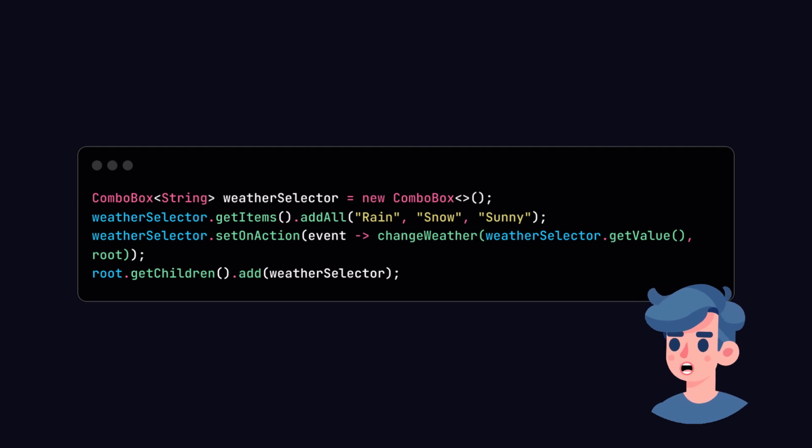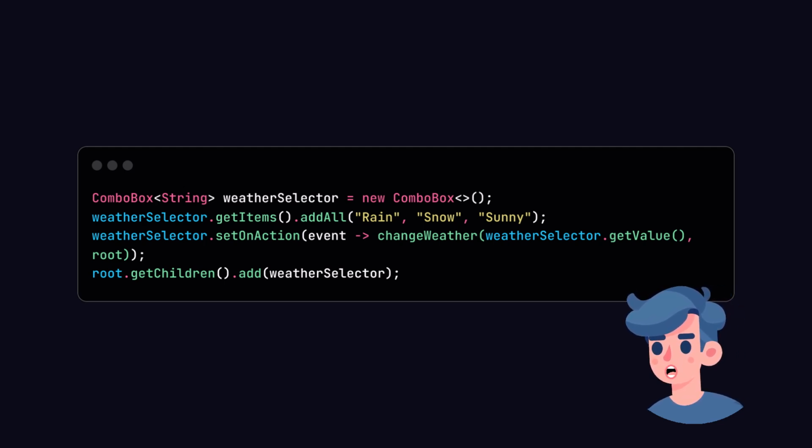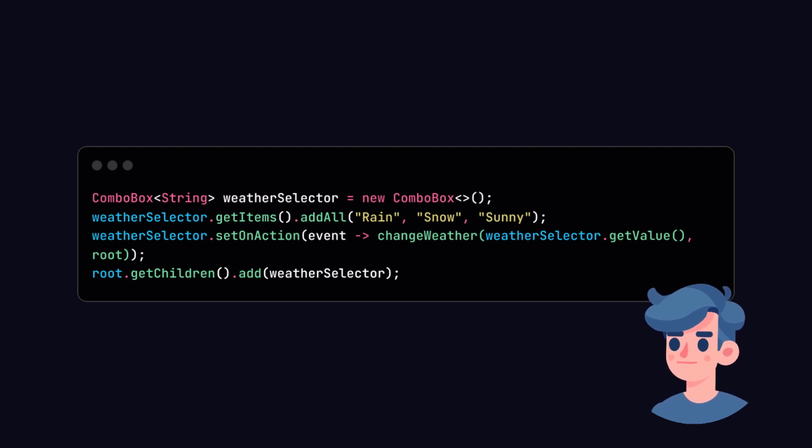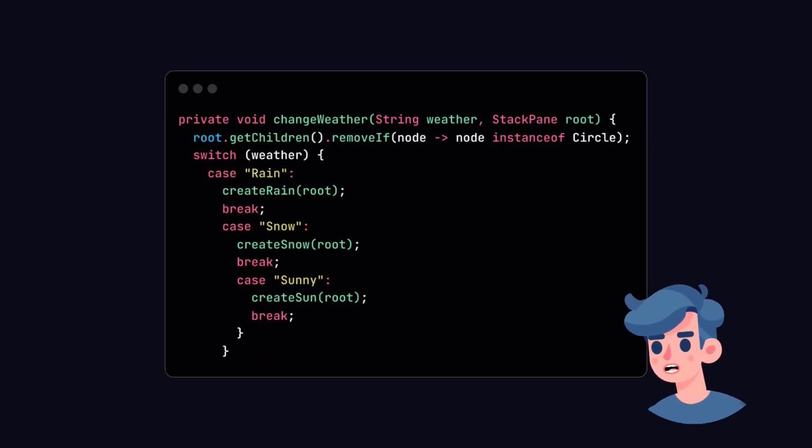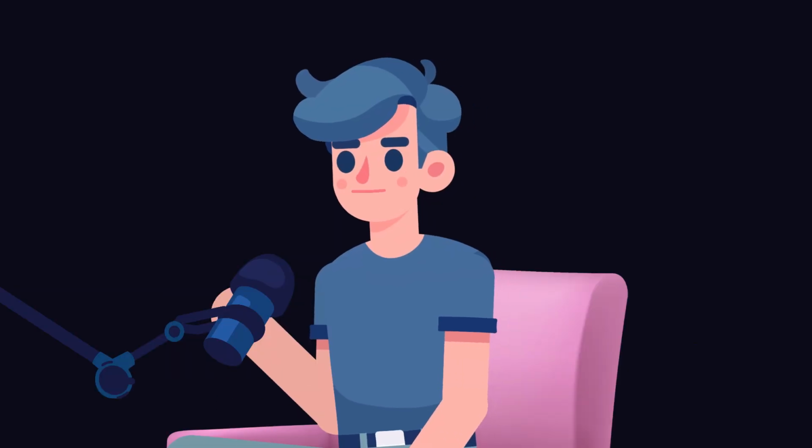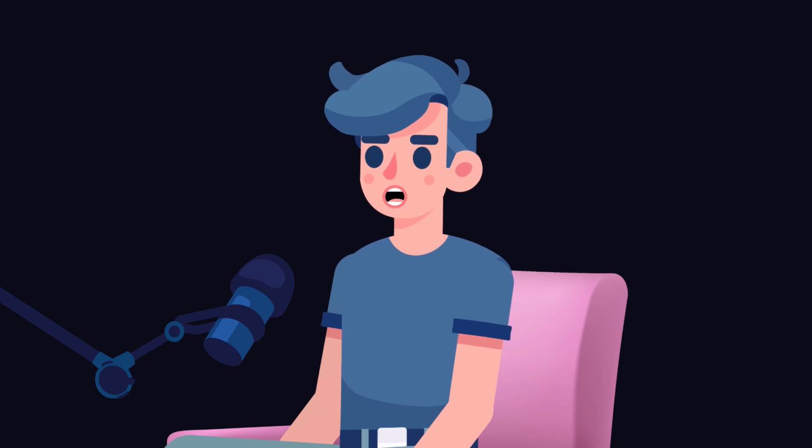Now, let's add a feature to toggle between these weather effects. We will create a drop-down menu that allows users to select the weather type they want to experience. Next, we'll create a method changeWeather that removes existing weather effects and adds new ones based on the selected option. Run your application again, and now you should be able to select the type of weather from the drop-down menu.